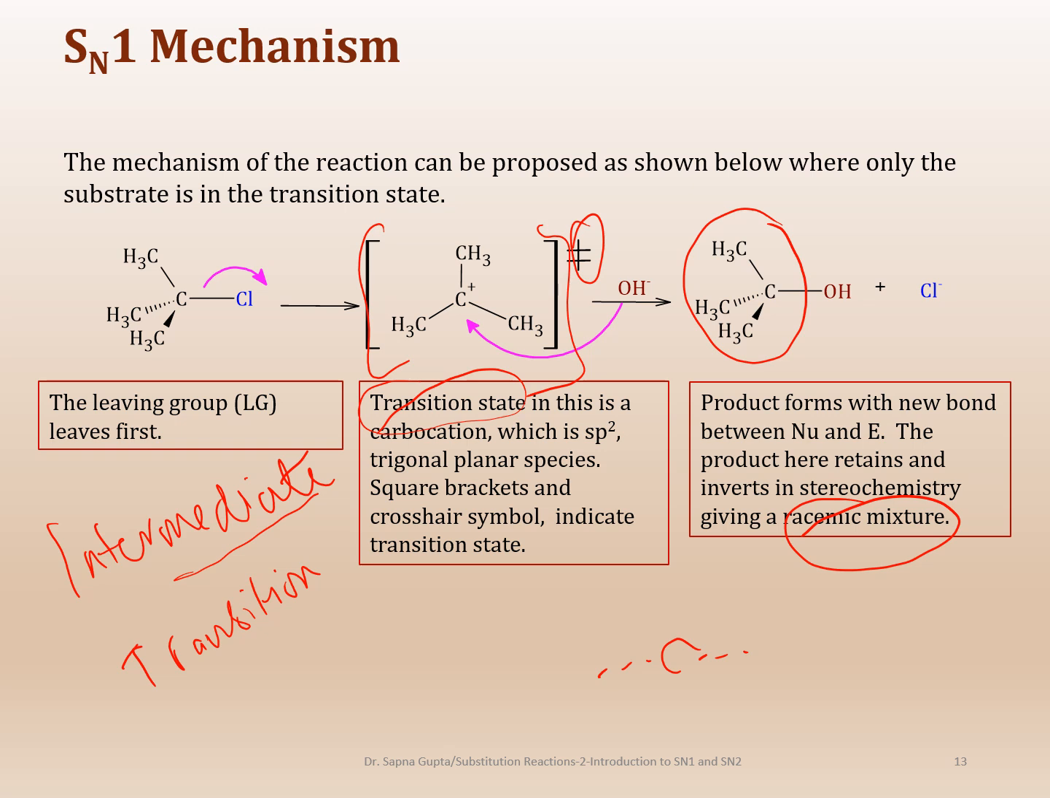In SN1, usually we end up getting an intermediate. So the carbocations that we form are a little bit more stable. And depending on the nature of the carbocation, which we have to talk about a little bit later, they can hang around for a little bit. Which means that you can isolate them.